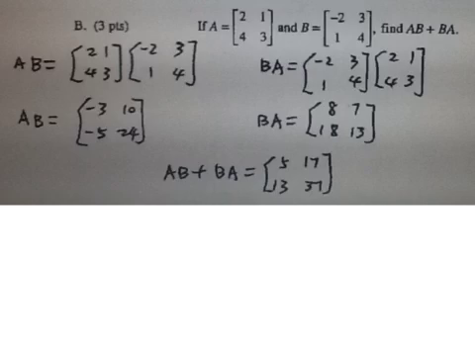One last final note, keep in mind that addition and subtraction only work if the matrices have the exact same dimensions. So here we have 2 rows and 2 columns. Over here we have 2 rows and 2 columns. So therefore we can add them together and we get this as our final answer.